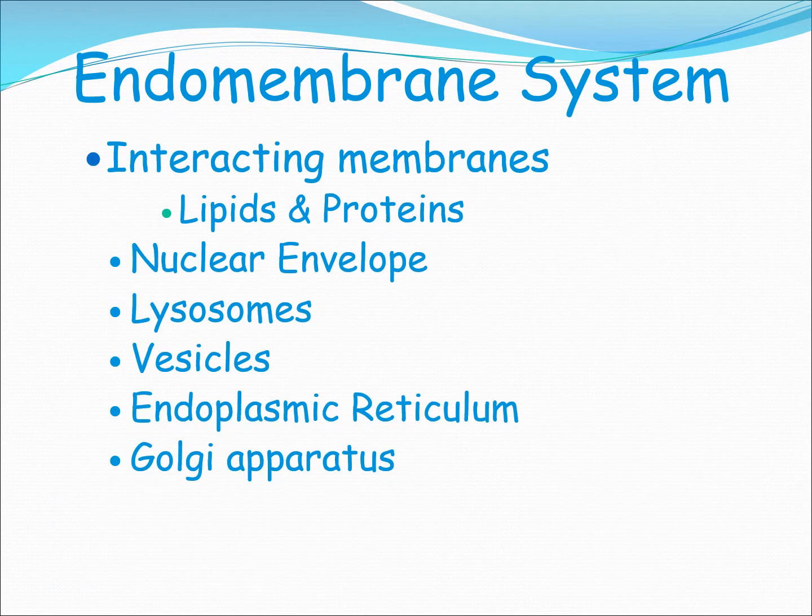The endomembrane system includes the organelles and membranes which work to process lipids and proteins in the cell. This system includes the nuclear envelope, lysosomes, vesicles, endoplasmic reticulum, and the Golgi apparatus, all of which work together to accomplish life functions in the cell.